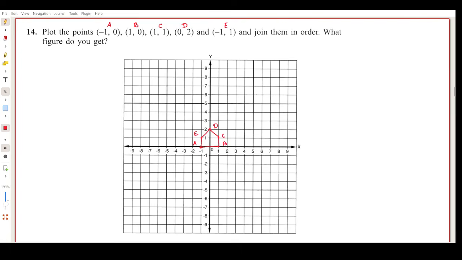So we are getting what shape? How many sides? 1, 2, 3, 4, 5 sides. Okay, 5 sides, we are just getting a pentagon. Okay, a 5-sided polygon is a pentagon we are getting.